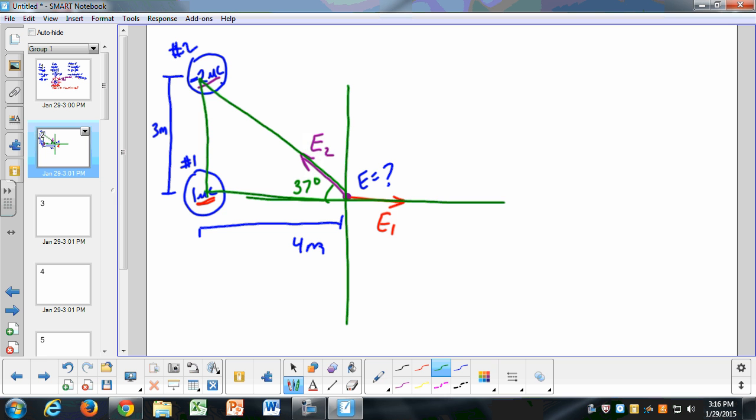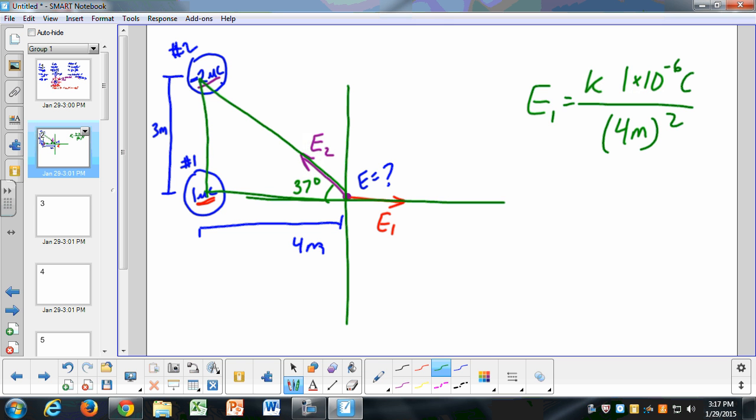Once you get to this point, then all that you have to do is calculate E1. E1 is going to be K times 1 times 10 to the minus 6 coulombs divided by R squared, which is 4 meters squared. So that's how you find the magnitude. And then you do a similar thing for E2, where E2 is going to be 2 microcoulombs times K over 5 meters squared, which is this distance. So these problems from this point on work out exactly like the Coulomb's law problems.